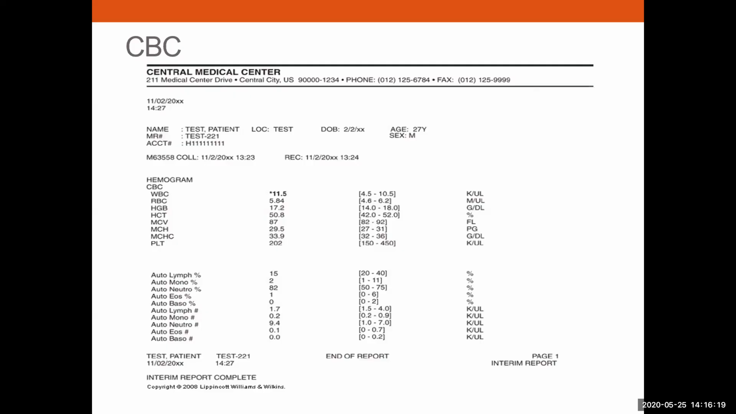This shows you the complete blood count, CBC. So in a CBC, we're looking for, at the top, you can see white blood cell, red blood cell, hemoglobin, hematocrit. So that white blood cell will give us the indication if that patient has a normal immune response. It could also be increased or decreased from certain medications and conditions, but we often see it elevated in the presence of infection.